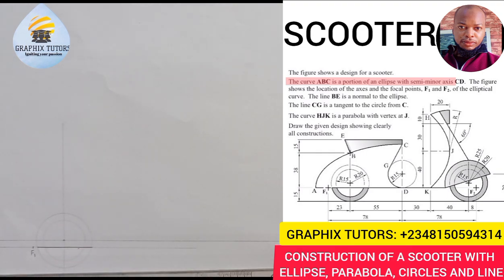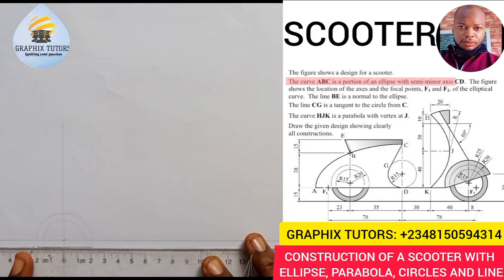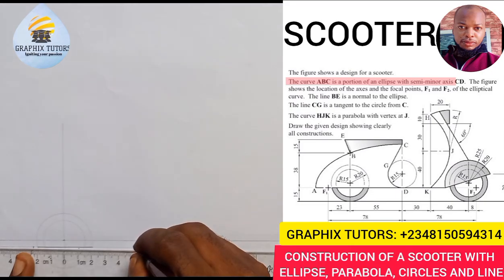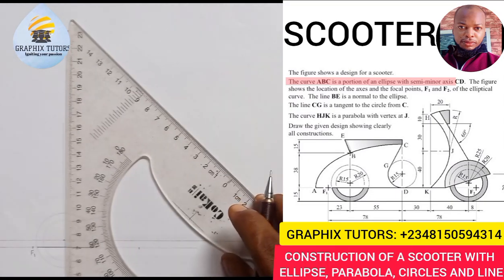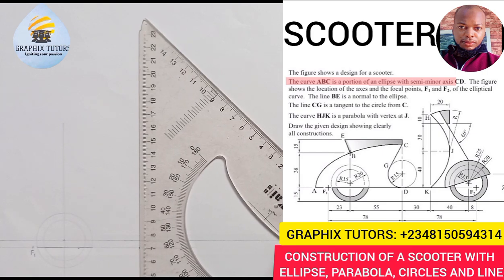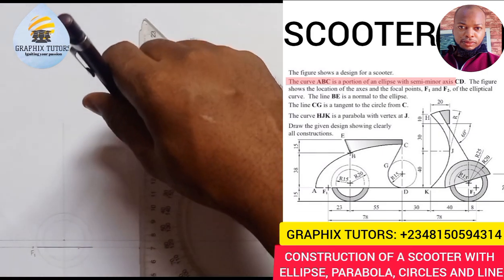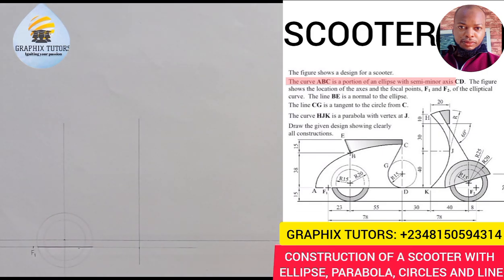Then the other point I'm going to measure will be to get to point D, and I'll measure 55 from that same point here. From this same point here, I'll measure 55. Then I'll take it up in this fashion. Hope you can see that.